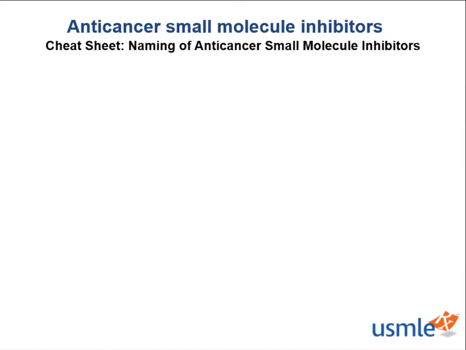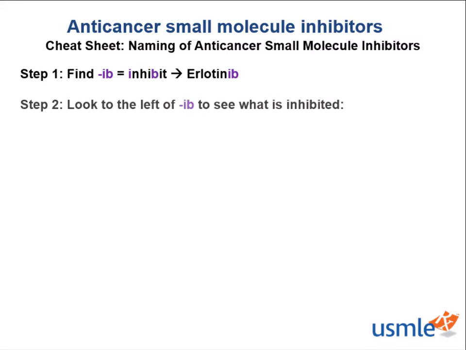Alrighty, so I'm going to give you a cheat sheet for test day in this slide. Essentially, by understanding the naming convention of these agents, you can usually narrow down the answer choices on test day. Let me show you. So, step 1 is to find the IB in their names. That stands for inhibit, as you can see here with the agent Erlotinib. What does this drug inhibit? Well, you need to look to the left of IB to see what is inhibited. For example, the ending tinib means that a tyrosine kinase is inhibited, as the tin in tinib matches up with the letters in tyrosine. Nice.